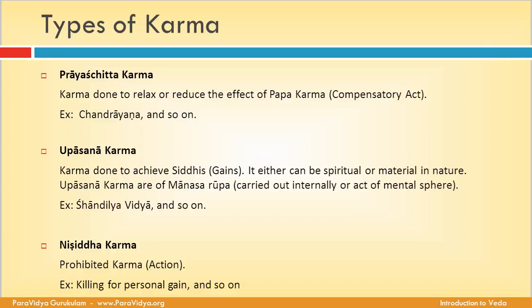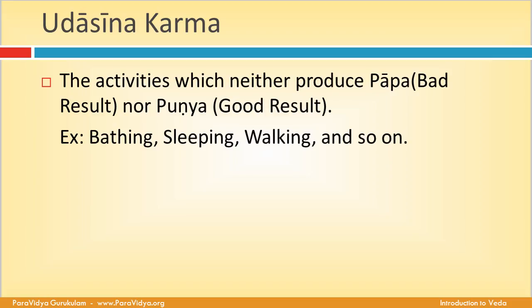Then, Nishiddha Karma, that's prohibited karma or action. Example, killing for personal gain, and so on. Udāsīna Karma. The activities which neither produce papa nor punya, that is bad or good result, is called Udāsīna Karma. Example, bathing, sleeping, walking, and so on.